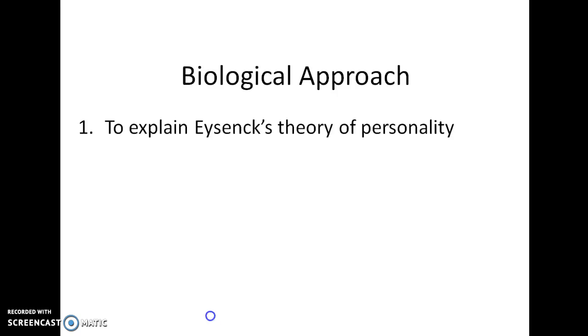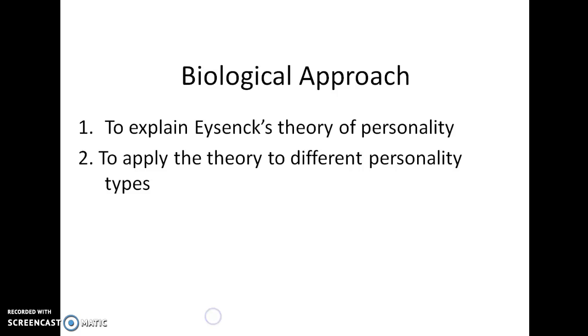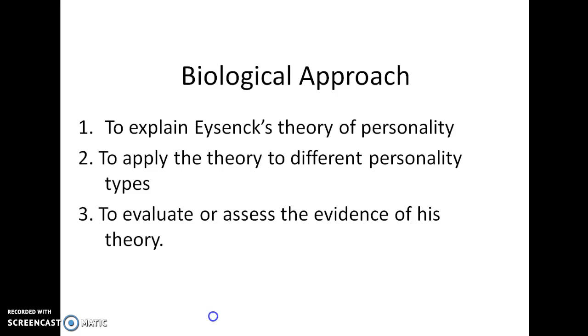Well, the biological approach is the explanation that Eysenck gives to the development of our personality. So you're going to apply his theory to different personality types. And eventually you're going to have to evaluate or assess the evidence of his theory. To what extent can our personality be down to our biology, our genes and our physiological makeup?